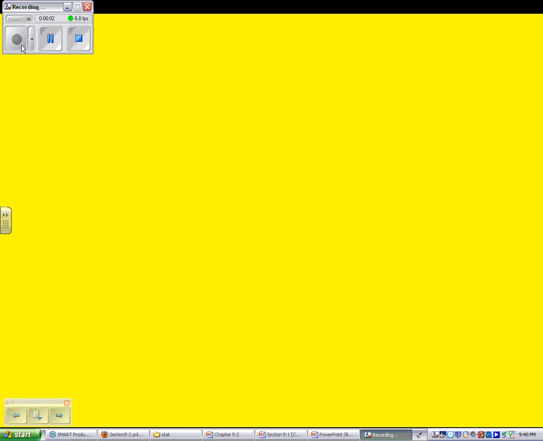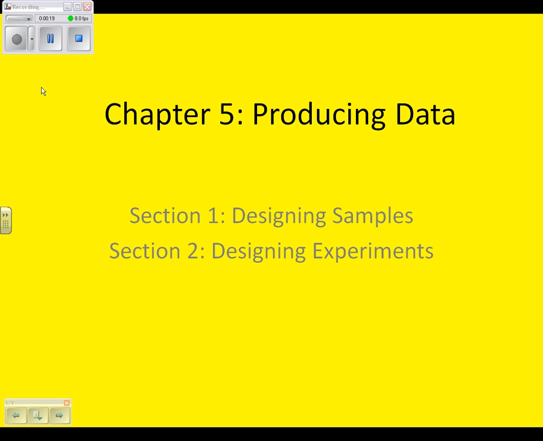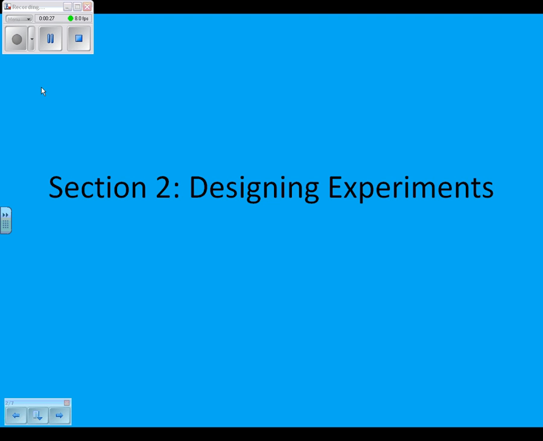Today I'm going to go over section 2 from chapter 5. The title of the chapter is Producing Data. The title of the section is Designing Experiments. So in this chapter we've got 3 sections: designing samples, designing experiments, and simulating experiments. We've gone through designing samples. Let's talk a little more about designing experiments.